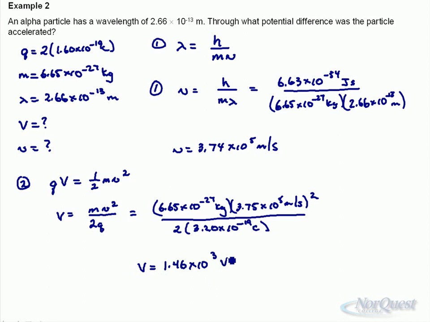This means it was accelerated through basically 1,460 volts to get it up to the speed of 3.75 times 10 to the 5, and therefore has a wavelength of 2.66 times 10 to the negative 13. We kind of worked our way backwards in example 2. I gave you the resulting wavelength, you figured out what its speed was, then you had to figure out, to get it to that speed, how much voltage was required.